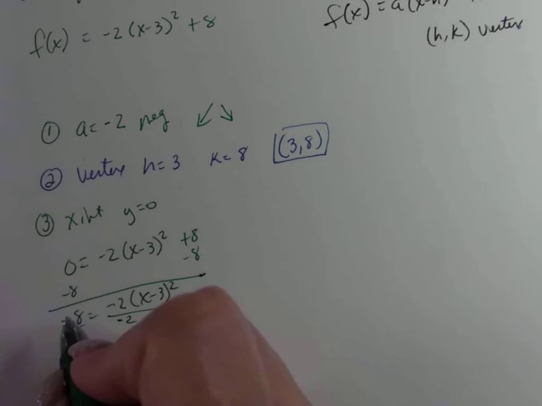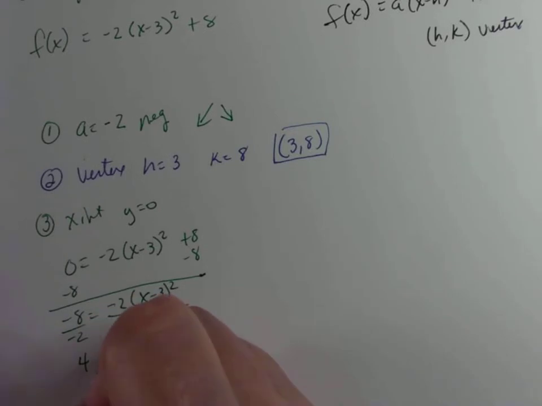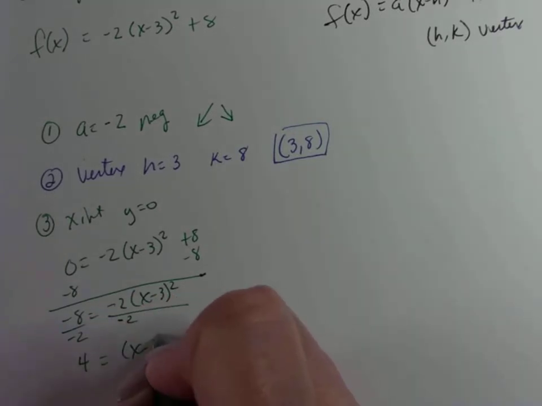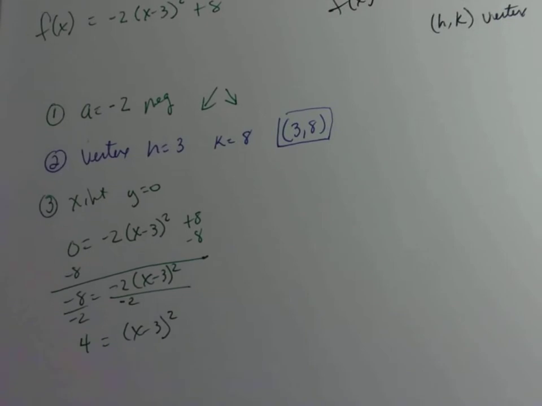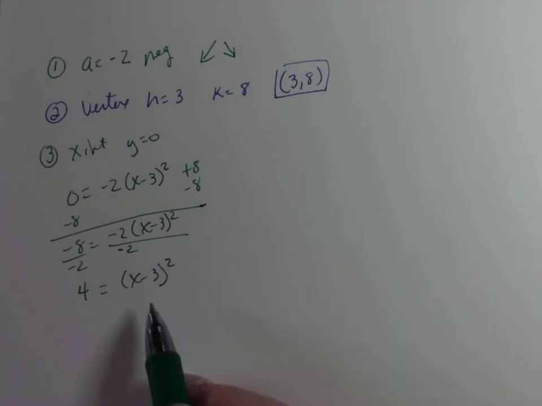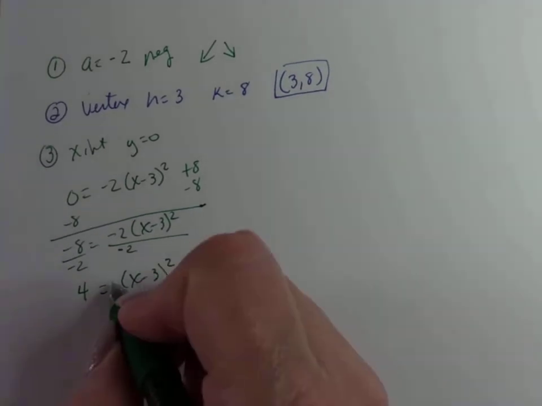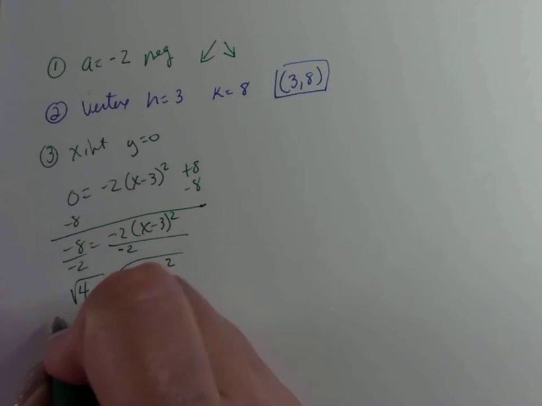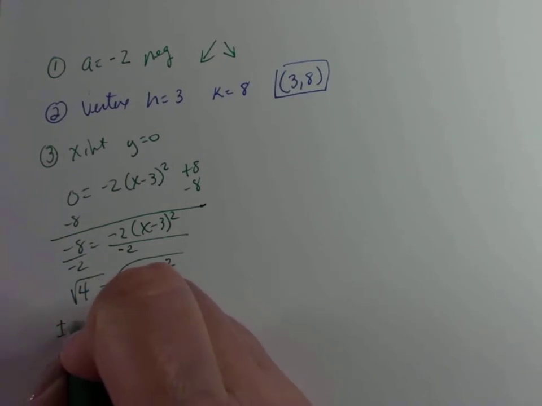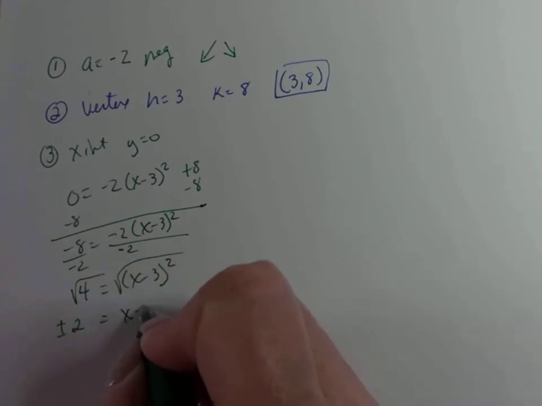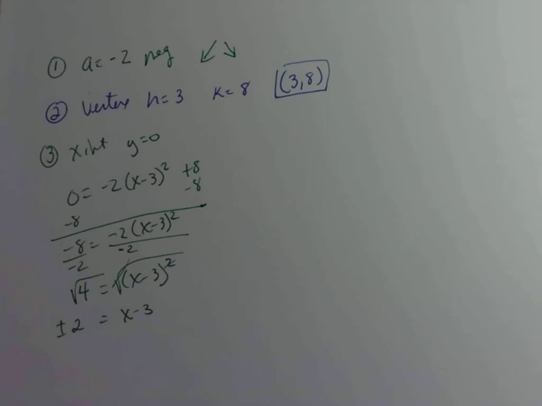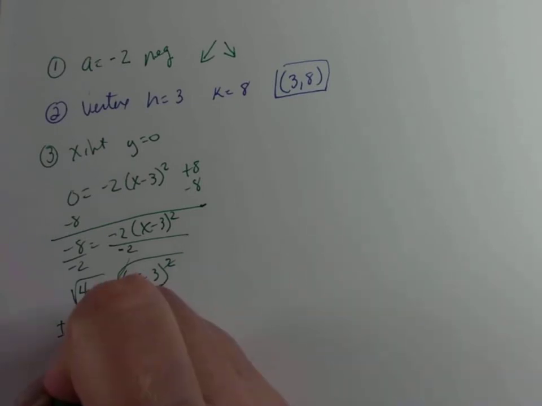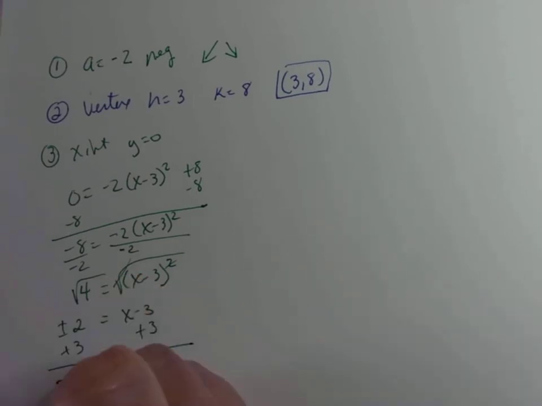And negative 8 divided by negative 2 will get us 4, equal to (x minus 3) squared. And then to continue to solve, we'll take the square root of both sides. Remember, whenever we introduce that radical, it becomes plus or minus. And the radical takes care of the square. So we have x minus 3 equals plus or minus 2. We'll add the 3 over. And we get 3 plus or minus 2 equal to x.